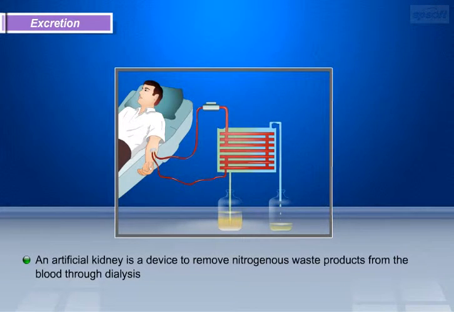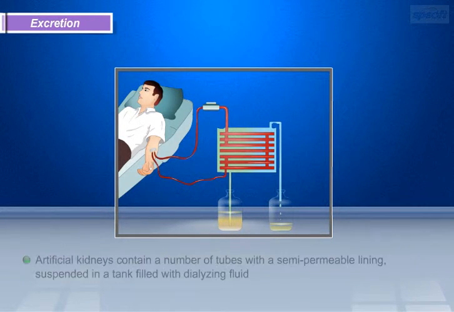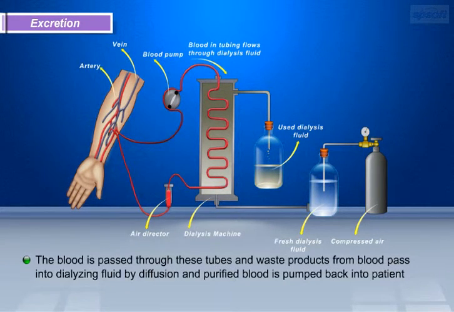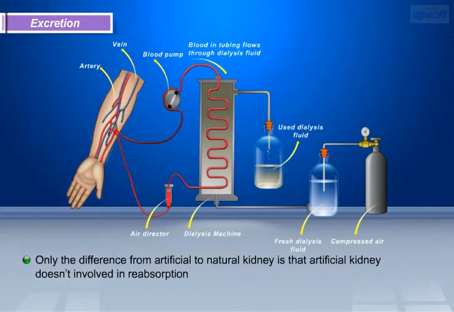An artificial kidney is a device to remove nitrogenous waste products from the blood through dialysis. Artificial kidneys contain a number of tubes with a semi-permeable lining, suspended in a tank filled with dialysing fluid. This fluid has the same osmotic pressure as blood, except that it is devoid of nitrogenous wastes. The blood is passed through these tubes, and waste products from blood pass into the dialysing fluid by diffusion, and purified blood is pumped back into the patient. The only difference between the artificial and natural kidney is that the artificial kidney doesn't involve reabsorption.